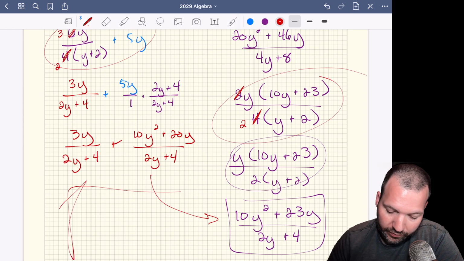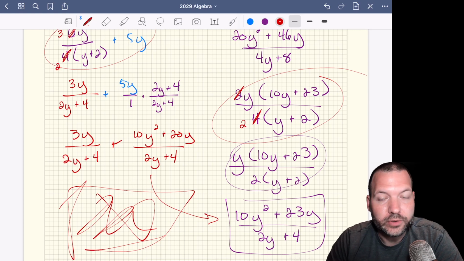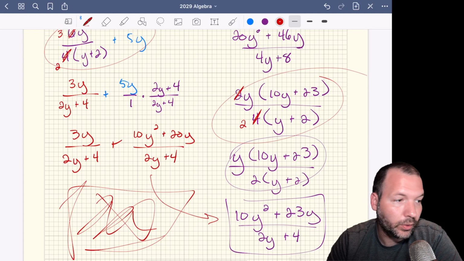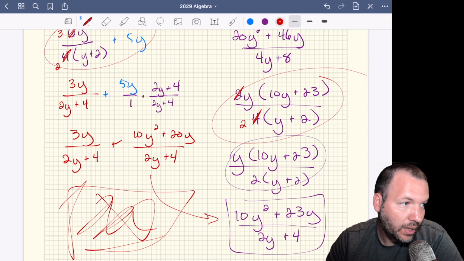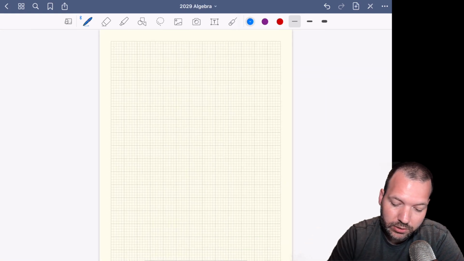So we saved all those steps over here. We didn't have to do anything to get that answer, 10y squared plus 23y over 2y plus 4. But that's really the only benefit simplifying earlier is going to bring you. And looking ahead to 1b, although we can factor something out of the denominator there, you might notice 5x and 10 have a 5 in common. It's not going to end up being helpful in the problem. So let's not do that. Let's just go ahead and work that out.